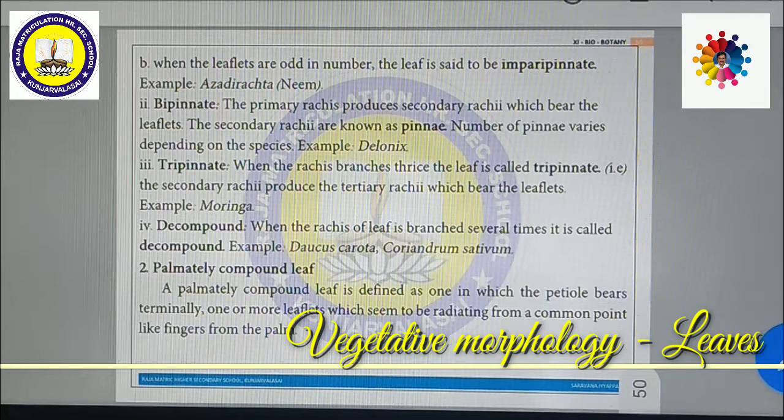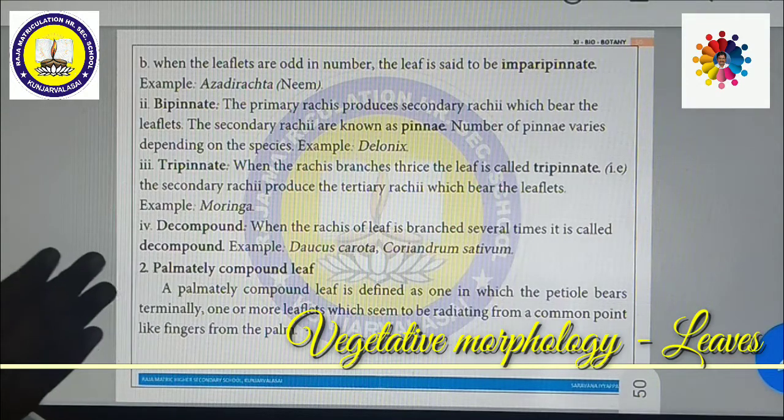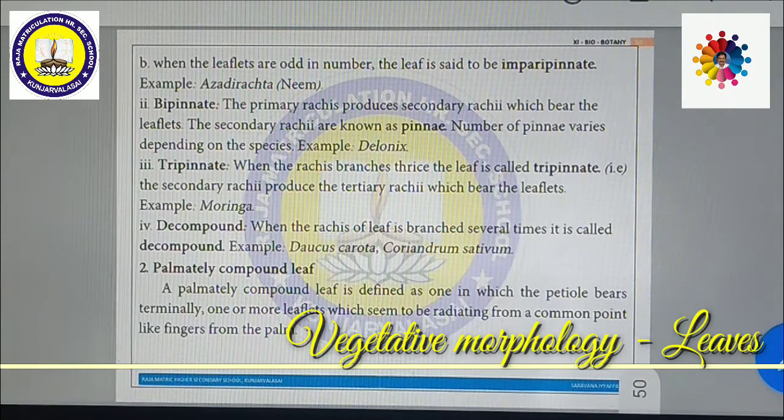Bipinnate: the primary rachis produces secondary rachis. Then the secondary rachis bears leaflets. The primary rachis will not have any leaflets. The primary rachis is further divided into secondary rachis, and these secondary rachis are full of leaflets. The secondary rachis is known as pinna. The number of pinnae varies depending upon the species. Example, Delonix.